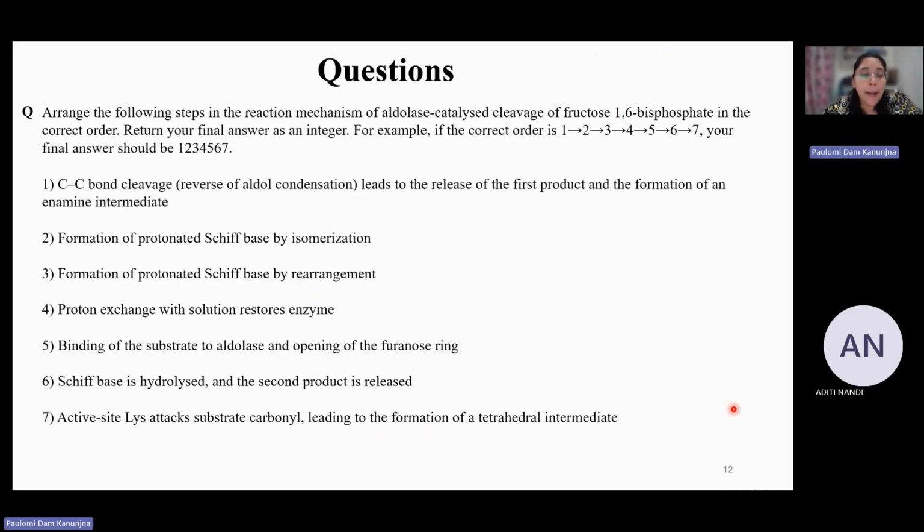Fifth talks about binding of the substrate to aldolase and opening of the furanose ring. Sixth says Schiff base is hydrolyzed and the second product is released. The wording in a few of the statements is very, very definitive. And the seventh one says active site lysine attacks substrate carbonyl, leading to the formation of a tetrahedral intermediate. If you just follow the words, you should be able to at least guess most of the order or most of the series of the options.